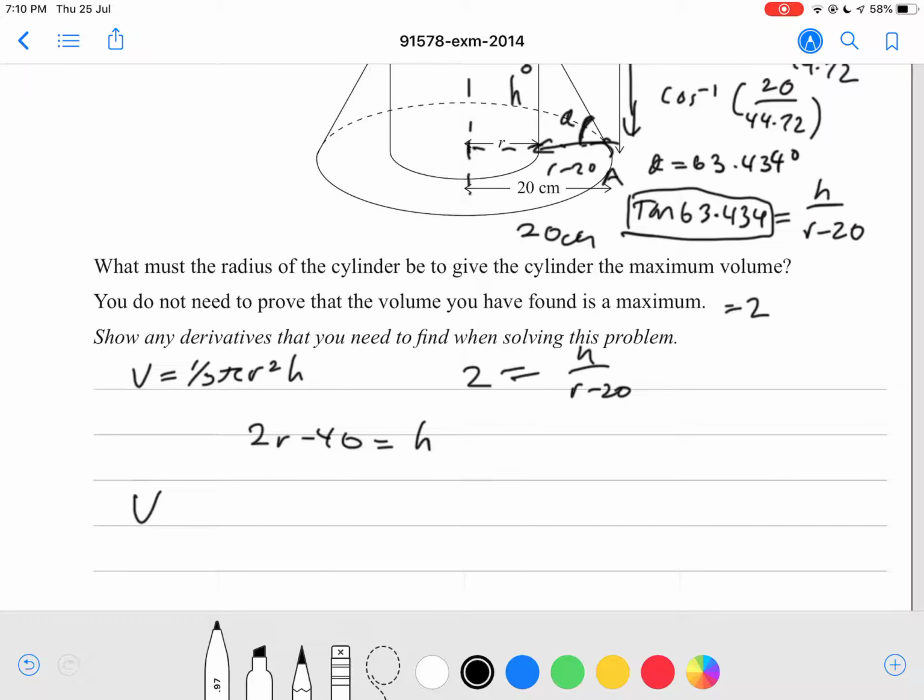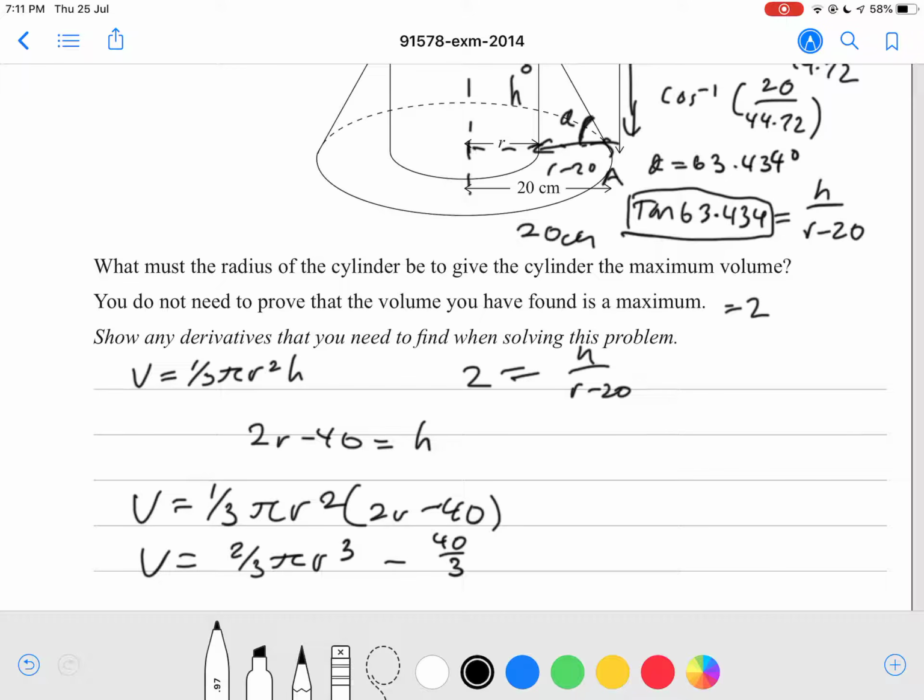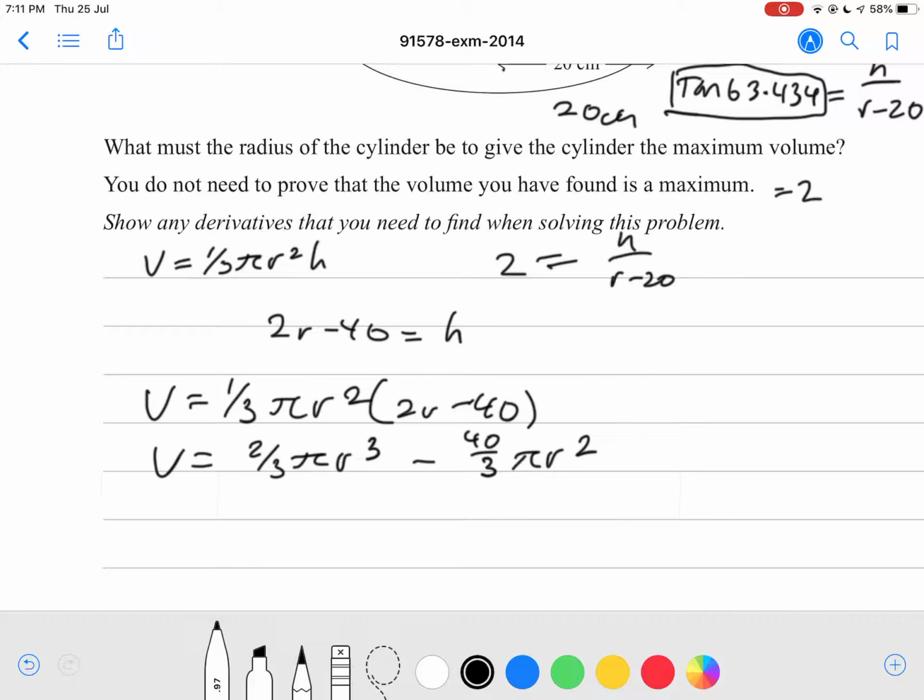So now we have h in terms of r, and we can put that back into our volume formula. So v equals 1 over 3 pi r squared multiplied by 2r minus 40. We should expand this first, okay? So 2r multiplied by 1/3 of pi r squared becomes 2 over 3 pi r cubed, minus 40 over 3 pi r squared. Okay, so now we have our v.